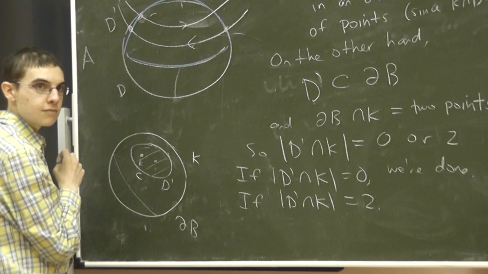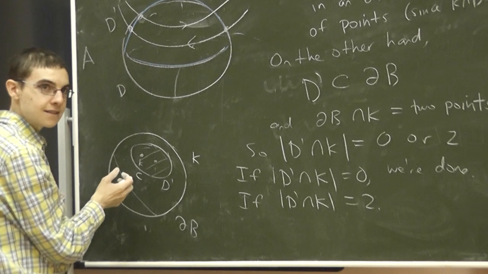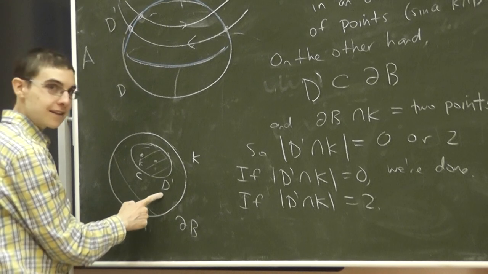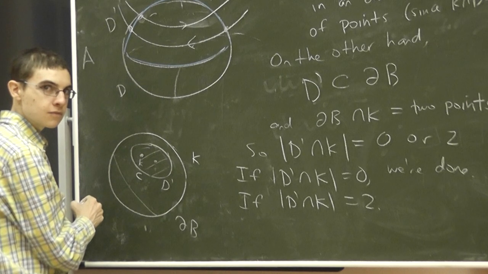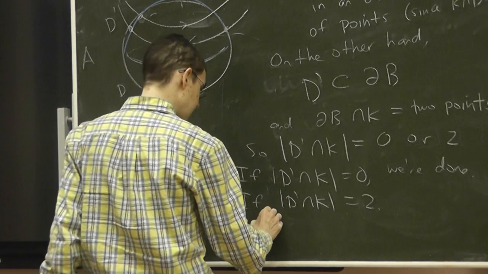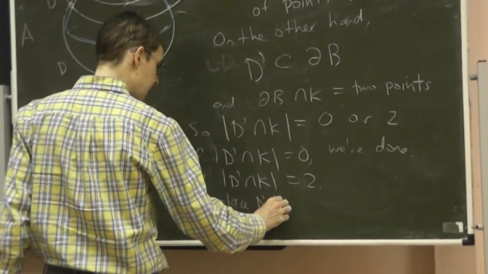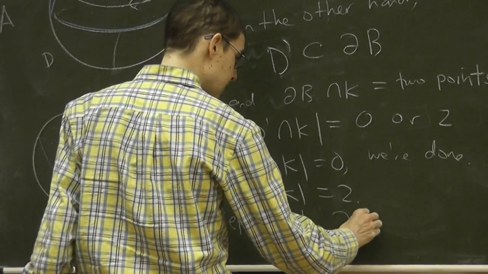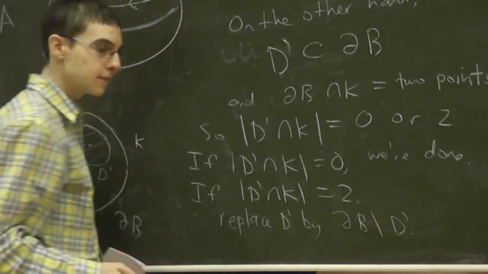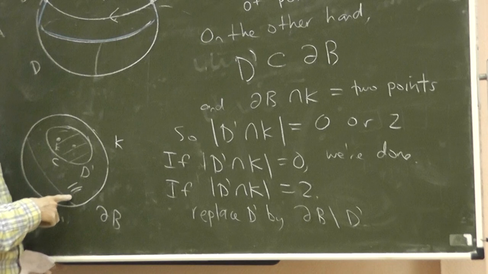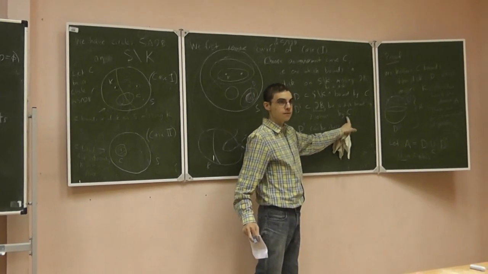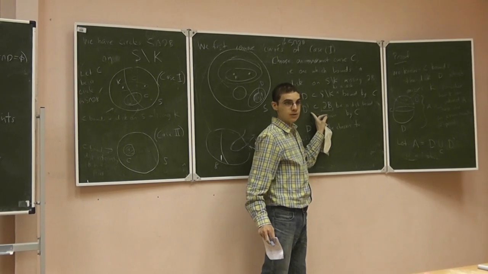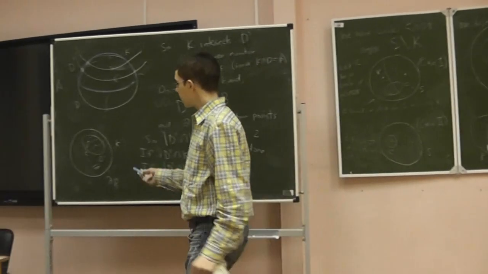So, if we take the outside of the D prime on the boundary of B, so just replace D prime by the complement, the other side. So we just take the outside instead, and it's the same boundary, but now it misses K. So we wanted a D prime on the two-sphere bound by this curve. If our choice intersected in two points, then we just take the outside instead.